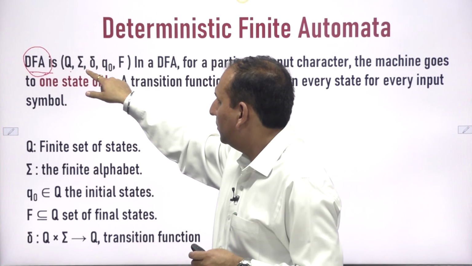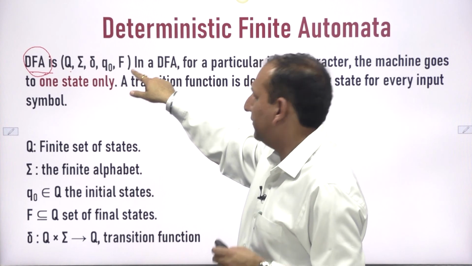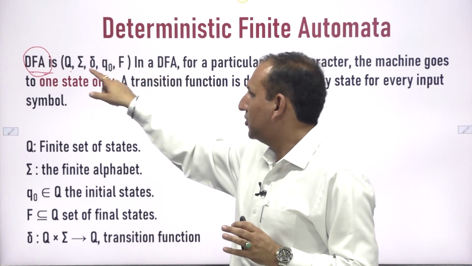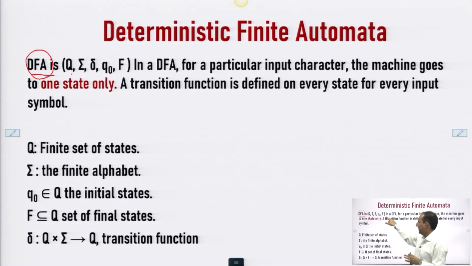Q, sigma, delta, Q naught, F. This is the formal definition of DFA. Before defining all these individual tuples, let us see what the unique characteristic of this DFA is. In a DFA, for a particular input character, the machine goes to one state only.